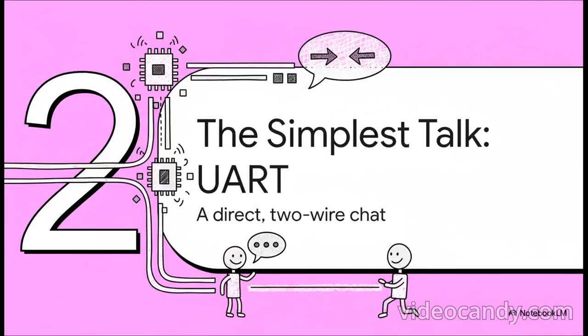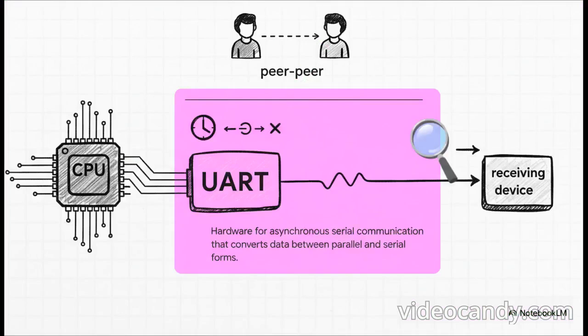Section 2, the simplest talk, UART. This is probably one of the most straightforward and common ways for 2 devices to have a direct conversation. So what even is UART? It stands for Universal Asynchronous Receiver/Transmitter. And you should notice that key word right away. This protocol uses that asynchronous method we just talked about.